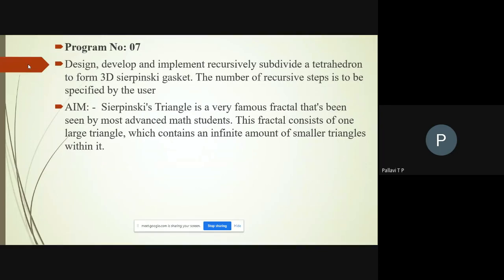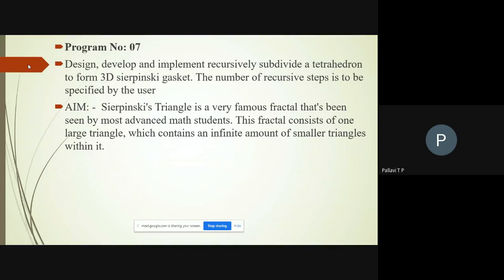How do we create this? We are given a tetrahedron, and we just keep on dividing this tetrahedron. We're going to end up forming the 3D Sierpinski gasket. So the number of steps, how many times we need to divide it, that recursive step is to be specified by the user.